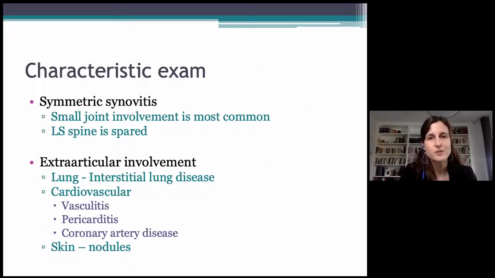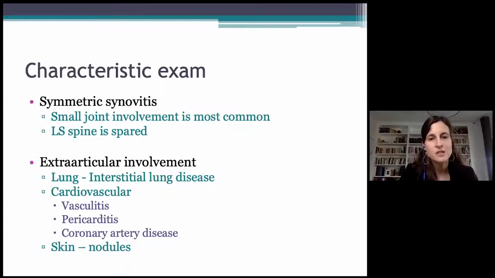So in terms of a characteristic exam, you can just sort of think about that first picture that we started the lecture with. A symmetric synovitis and small joint involvement is the most common. You can have patients who present with a knee or a hip, but classically we think about small joint symmetric synovitis. Now, joints including the cervical spine can be involved, but the lumbar sacral spine is generally spared. Another area that is oftentimes spared is the DIP joints. So if somebody has involvement primarily of DIP, you may want to think about another type of inflammatory arthritis.